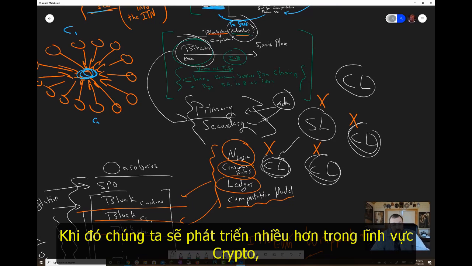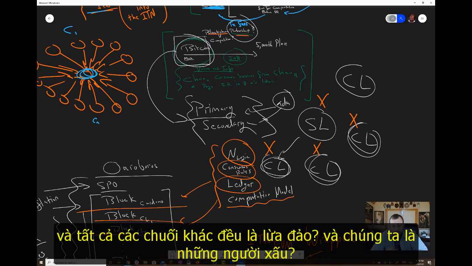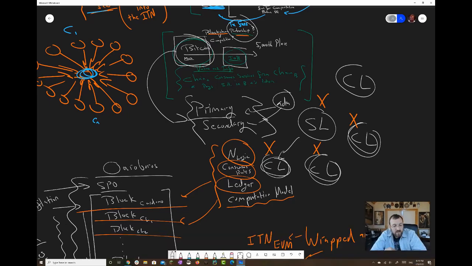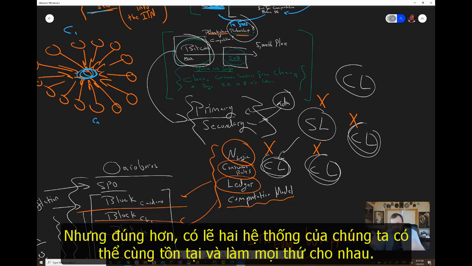Are we going to consolidate to Bitcoin is king and everything else is evil and wrong, and all of our chains are just scams and we're bad people? Or are we going to move to something a bit more meaningful and to an internet of blockchains? In which case, when we communicate with other communities, it's not saying you should transfer to us, sell your coins, and come over to our side, but rather maybe our two systems can coexist and do things for each other.